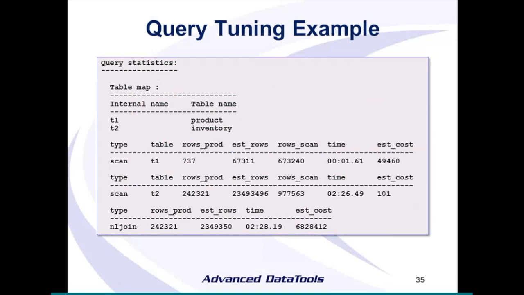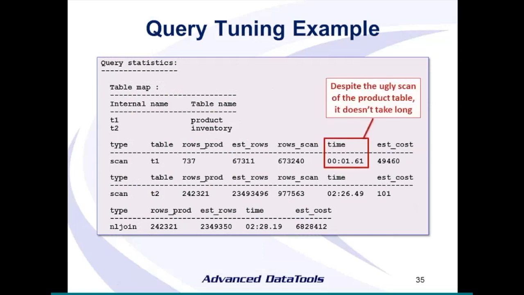So taking a closer look at this, I see we're doing a scan, but it's pretty quick. It takes about a second and a half. So not a big deal. But looking at the time reading the second table, the inventory table, using an index, we can see that is where our time is being taken. In this case, it's almost 2.5 minutes to retrieve the records from the second table.